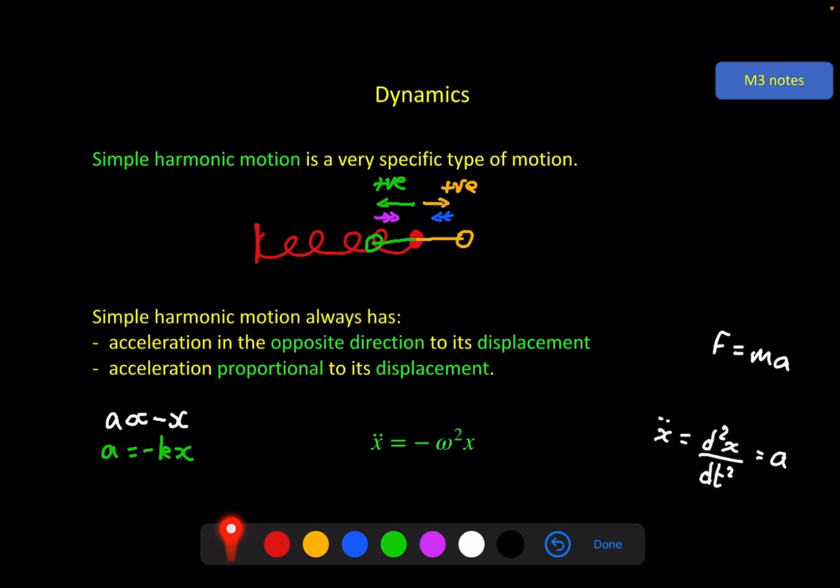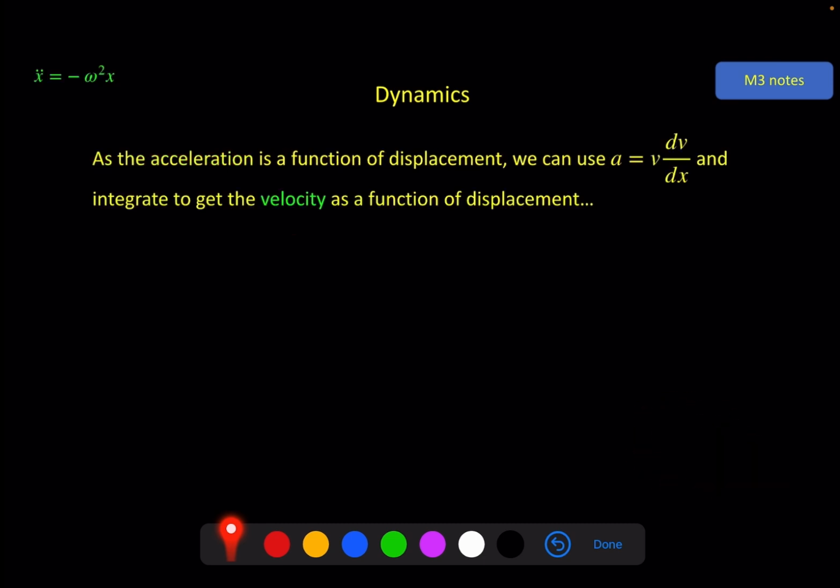Okay, that's great, but there are other things we might want to know about the motion of this particle. For example, the velocity and the displacement. We have an equation for acceleration, and we know that acceleration connects to velocity and displacement. We've already seen displacement here, so let's have a look at this. We have the acceleration, here it is, as a function of displacement.